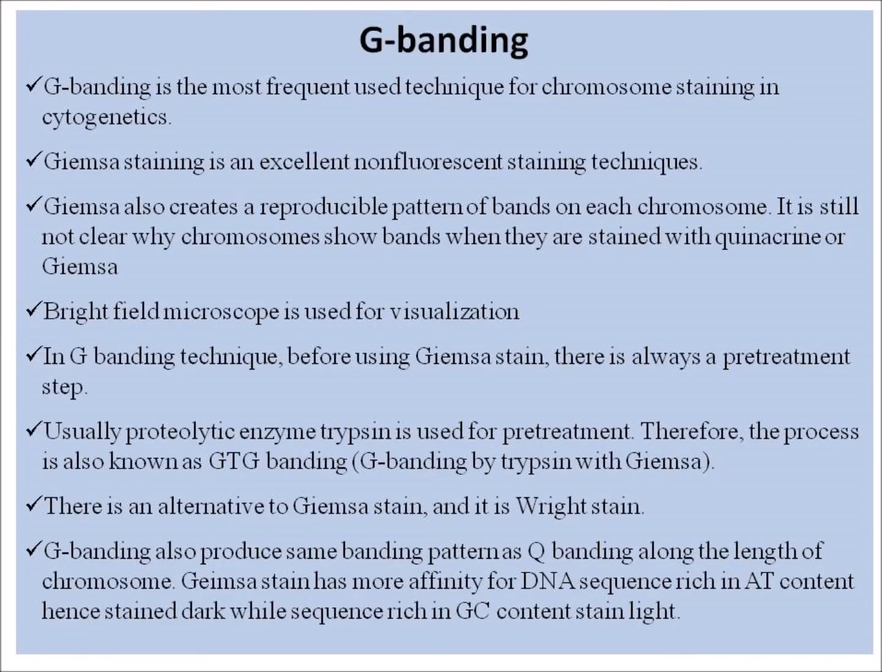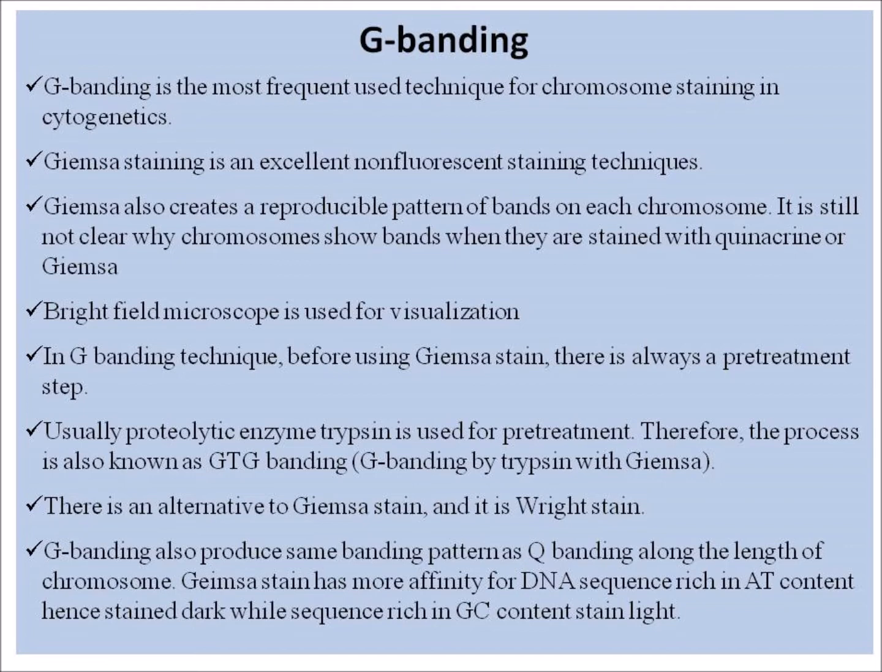Next is G-banding. G-banding is the most frequently used technique for chromosome staining in cytogenetics. Giemsa staining is an excellent non-fluorescent staining technique. Giemsa also creates a reproducible pattern of bands on each chromosome. It is still not clear why chromosomes show bands when they are stained with quinacrine or Giemsa. Bright field microscopy is used for visualization.